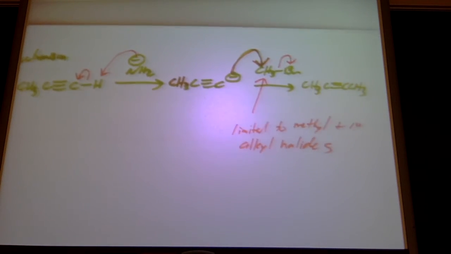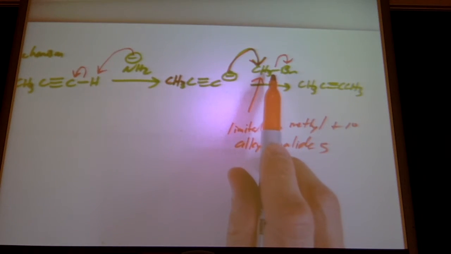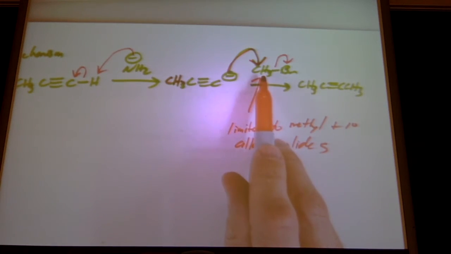Now this reaction has a limitation: the alkyl halide that you use here has to be either a methyl group or primary. It won't work with a secondary halide or a tertiary halide, and we'll talk about exactly why it will not work when we get to chapter 11. The reason is that it favors elimination, forming a double bond instead of substituting on.